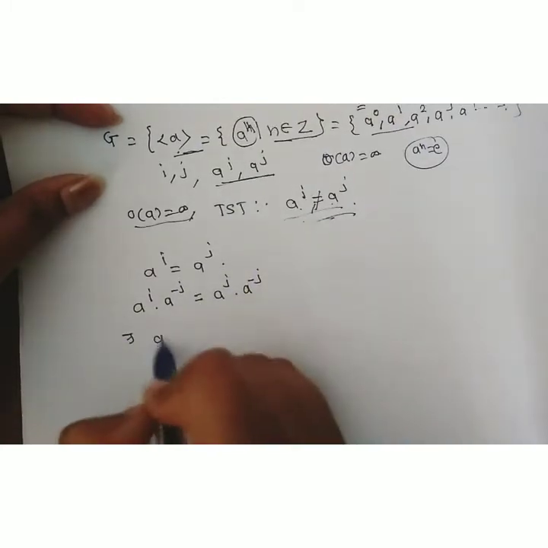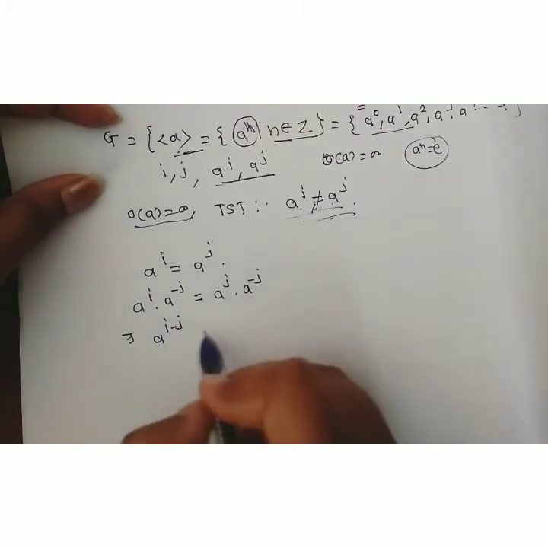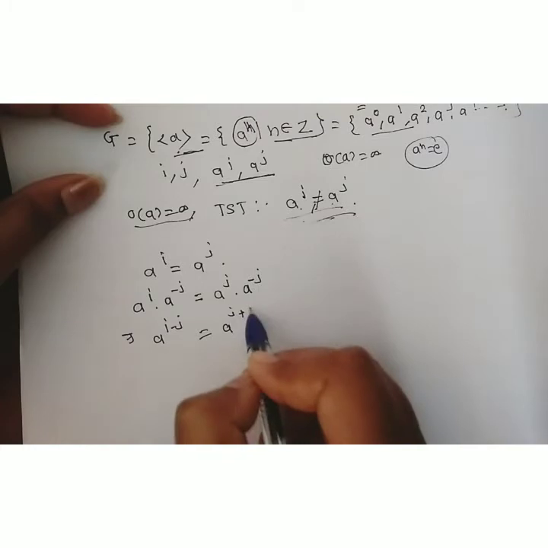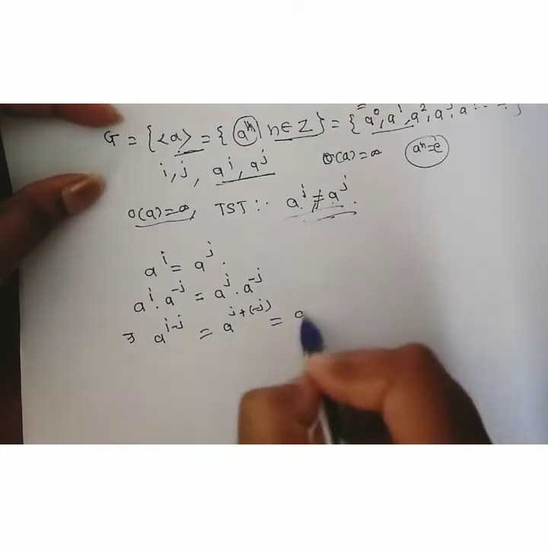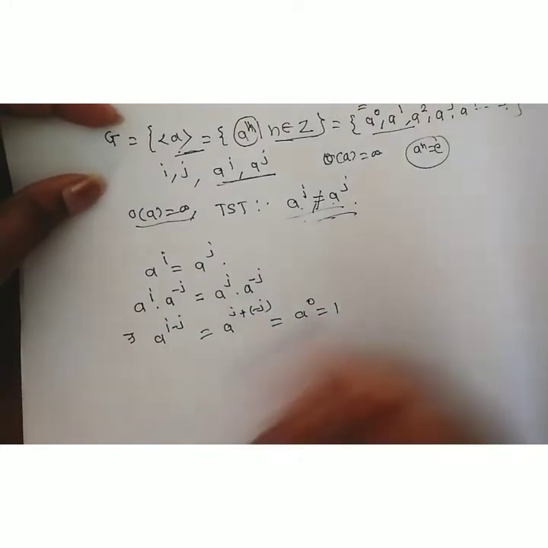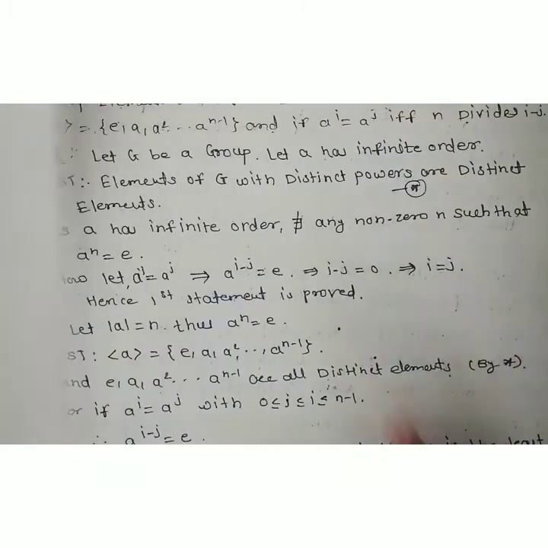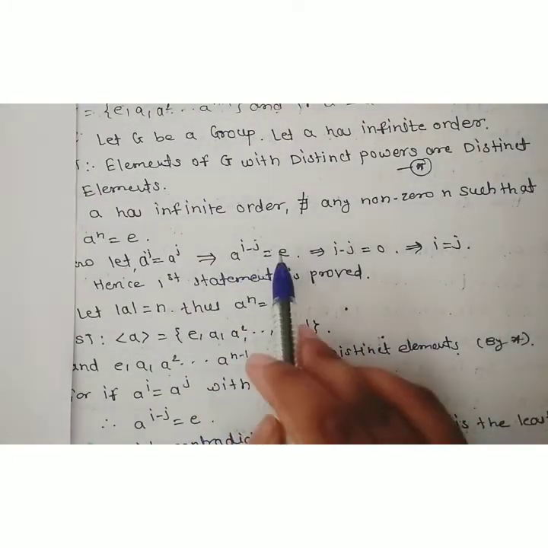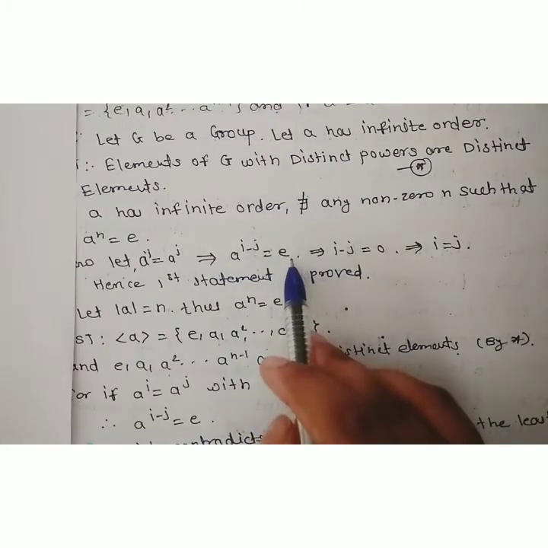Since the bases are the same, the indices should be the same. a to the power i minus j is equal to a to the power j plus minus j. This is nothing but a to the power 0, which is equal to 1, and 1 is nothing but the identity in the multiplicative group. This implies a to the power i minus j is equal to identity.